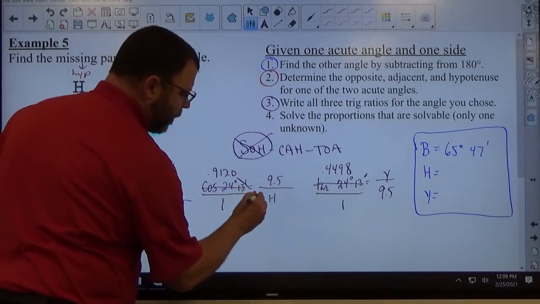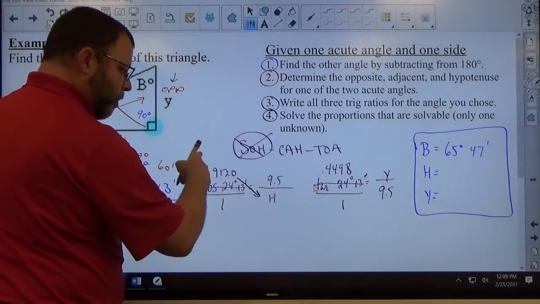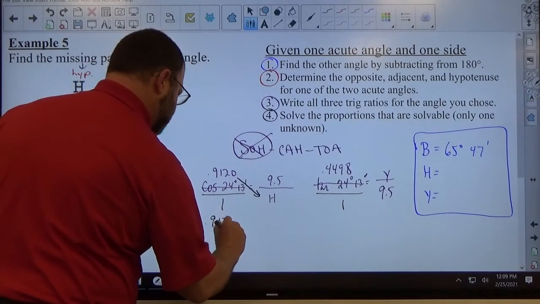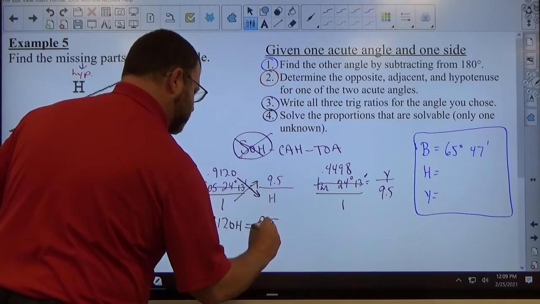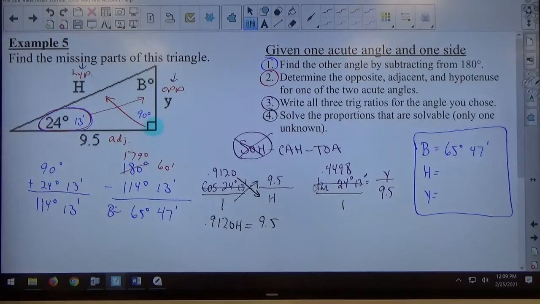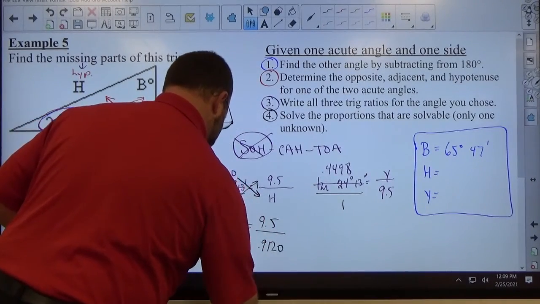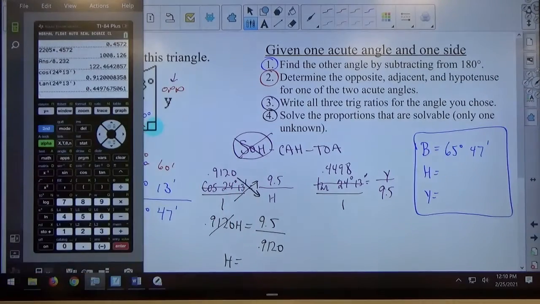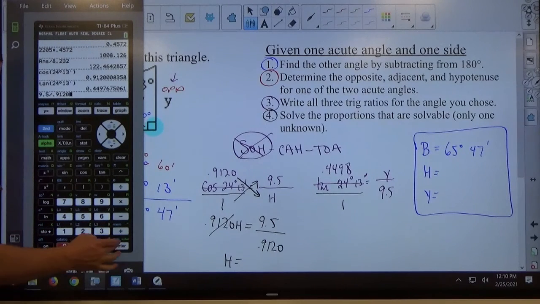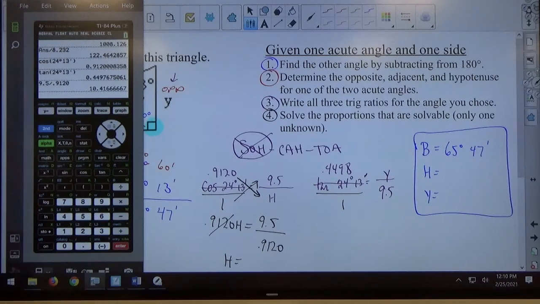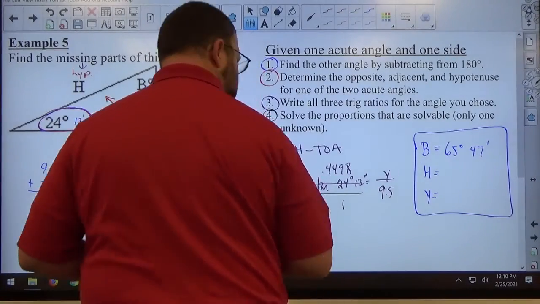I got this product here. It says solve the proportions that you can. So the ones we've written are the ones. Cross multiply 0.9120h equals 1 times 9.5. So to get h, I'm going to divide by 0.9120. And my calculator can evaluate that for me. So 9.5 divided by 0.9120. That's 10.416 repeating, so 10.42, if I go 2 decimal places.